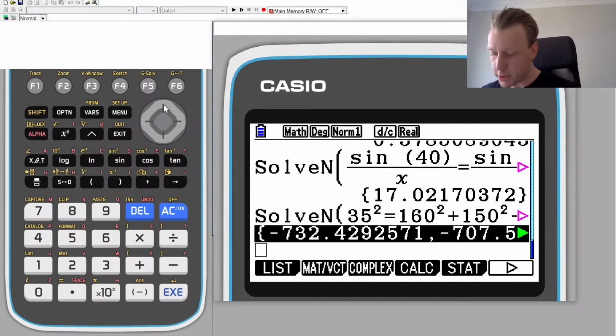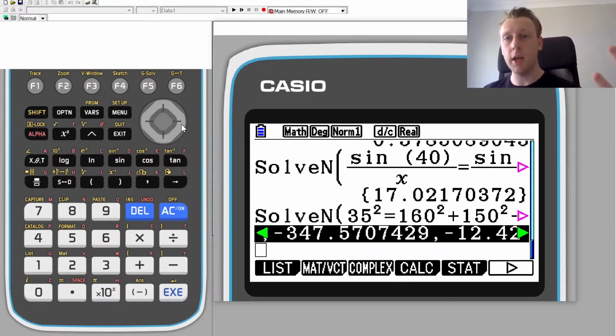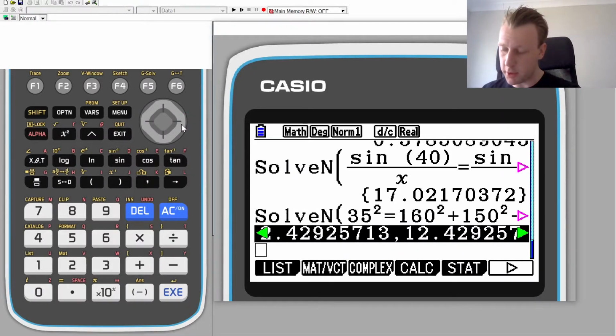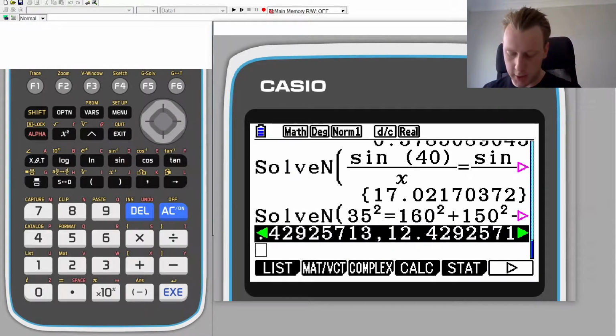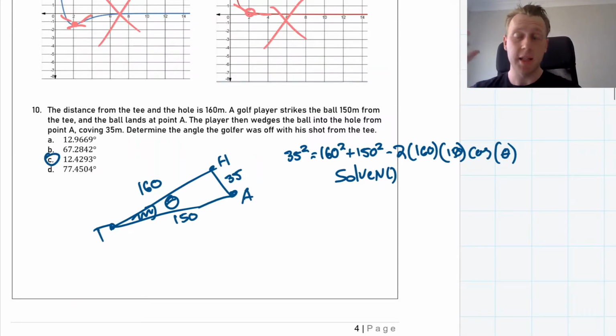Okay, so I've got a whole bunch of answers here. We want the one that has an acute angle, so just go along until you get the one that's acute. So you've got 12.43, which is what we're probably looking for. So it is C. That's our multi-choice.